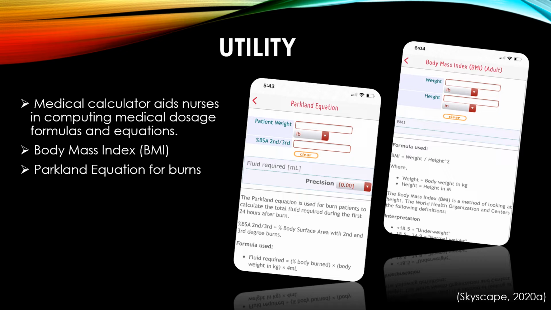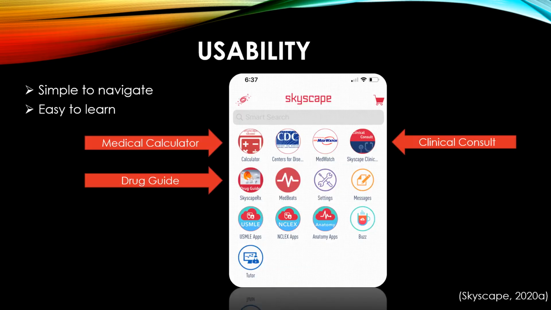Skyscape also provides a medical calculator that can aid nurses in computing medical dosage formulas and equations. Examples of formulas relevant to nursing are the body mass index and the Parkland equation for burns. Skyscape is easy to navigate and learn.